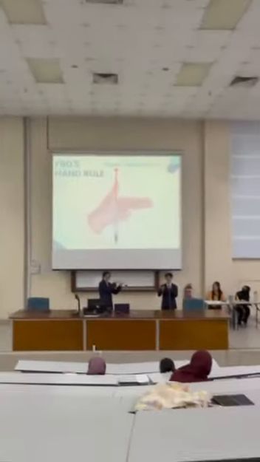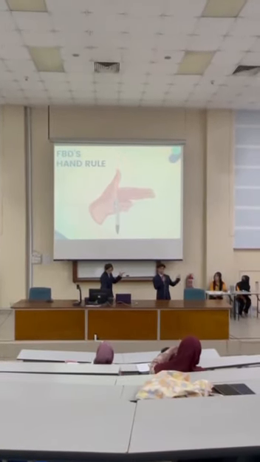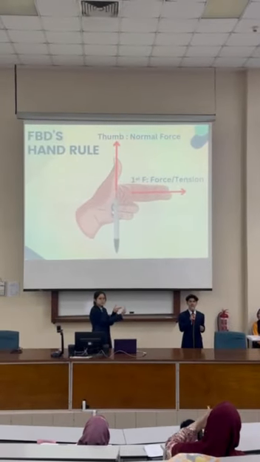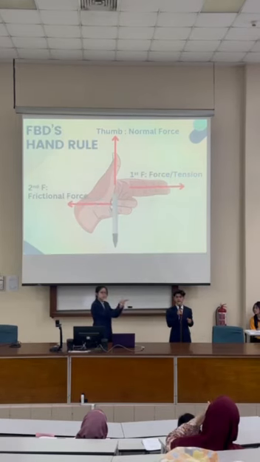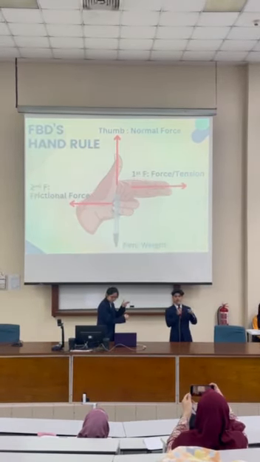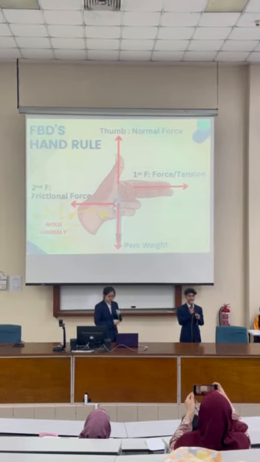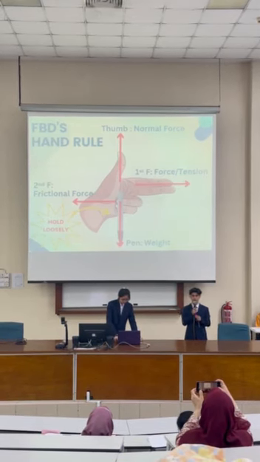So let me explain. The first finger here, which is the thumb, will represent the normal forces acting on the object. The pointing and the middle finger here will represent the force applied to an object or a tension. The other 2 fingers here will represent the frictional forces, and the pen here will represent the weight of an object that will always point downwards because we hold it loosely. So it's easy, right? How about we try this FBD's hand rule on the first example.